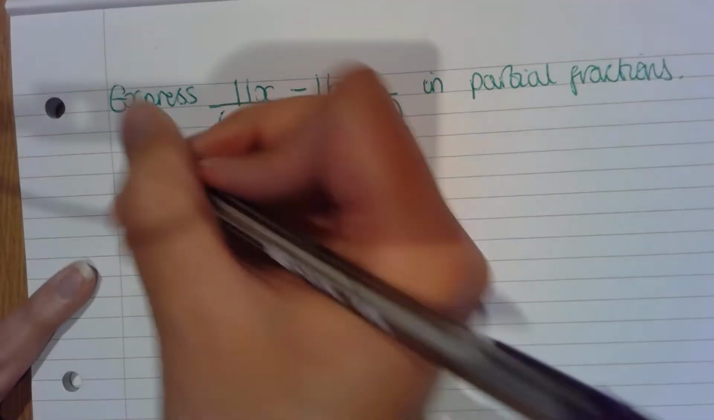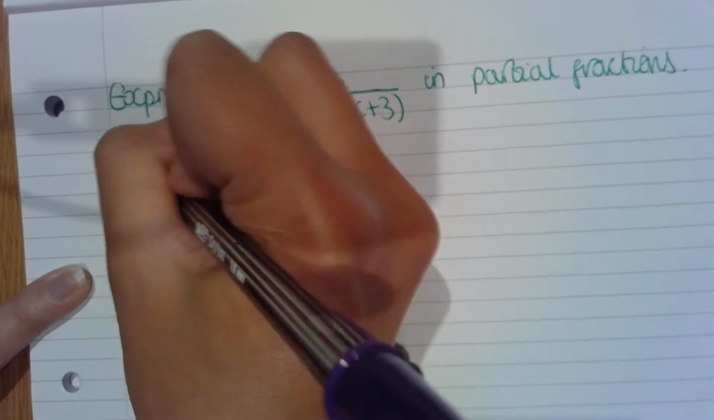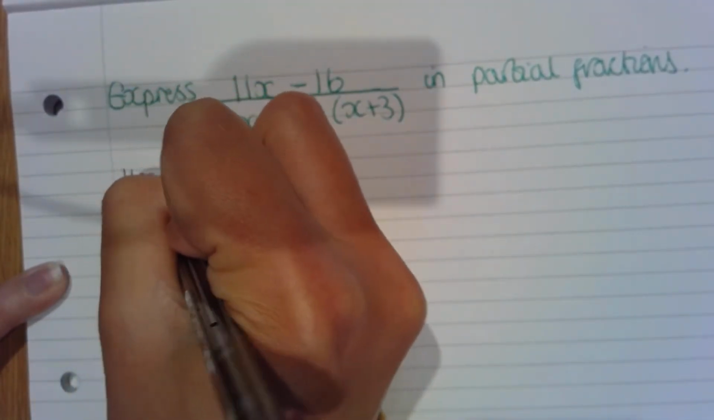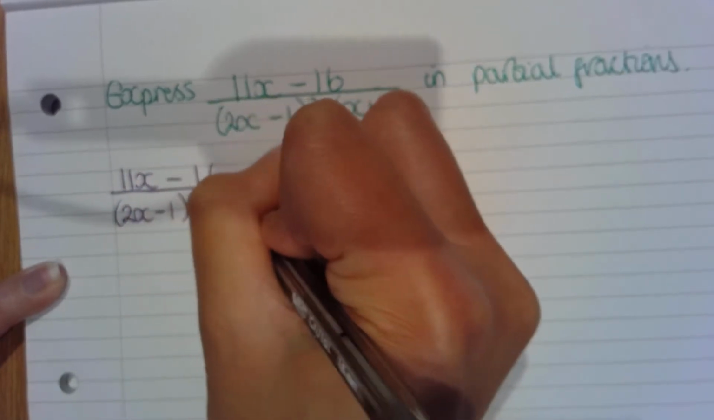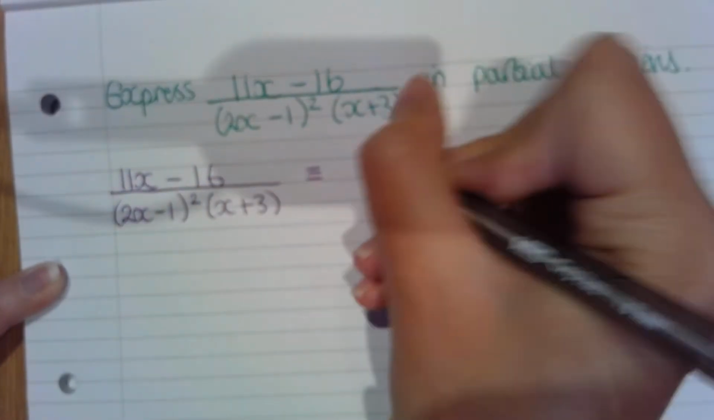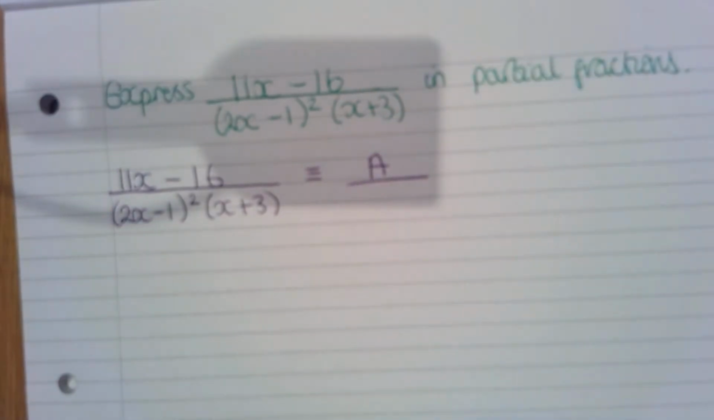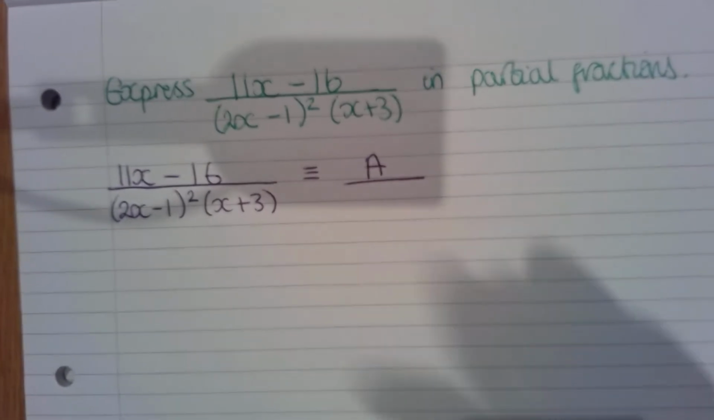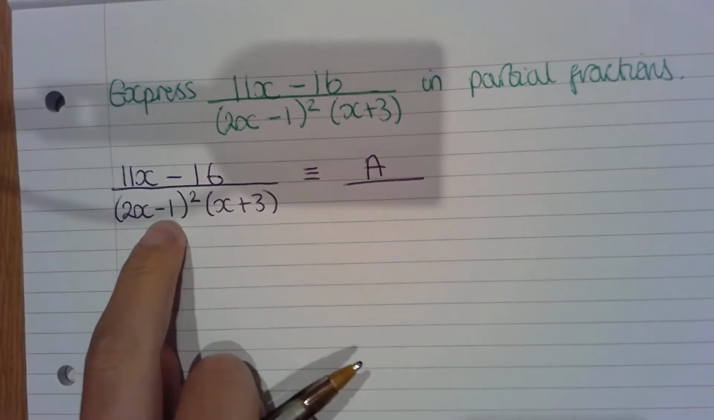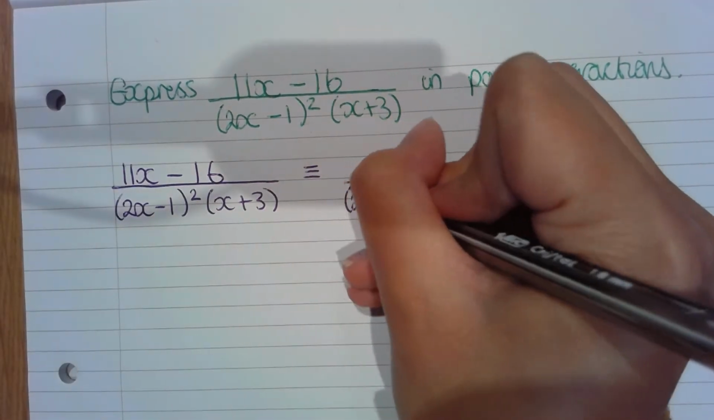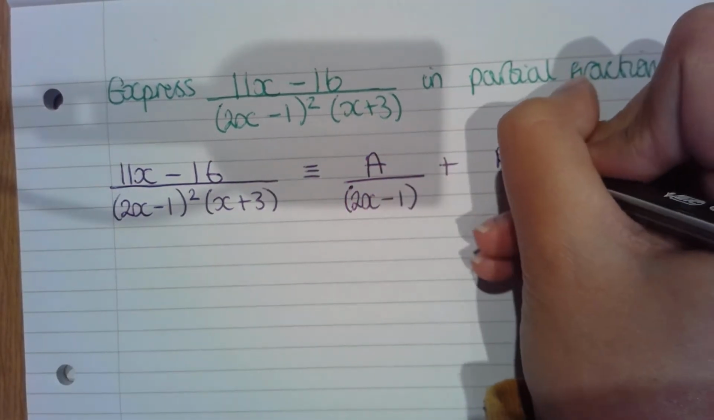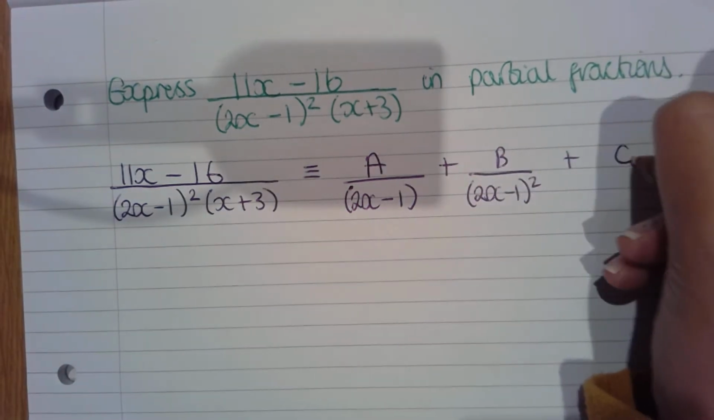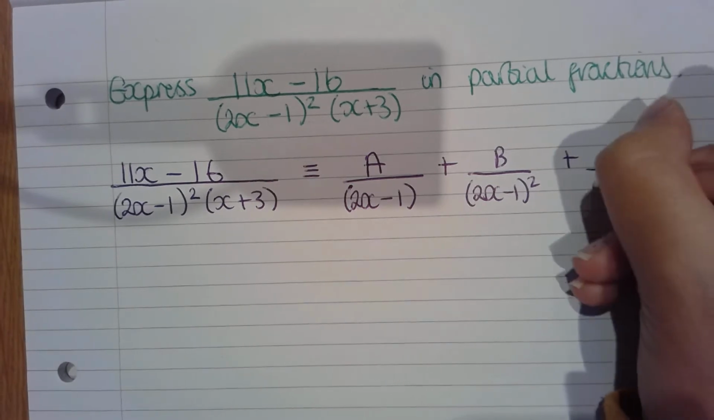So we've got 11x take 16 all over 2x take 1 squared, x plus 3, identity a over, so because this comes first, it's just a habit to kind of write it in the first fraction. So I'm going to use just 2x take 1, then I'm going to use the square version, and then I'm going to use the bit that I haven't yet, which is the x plus 3.